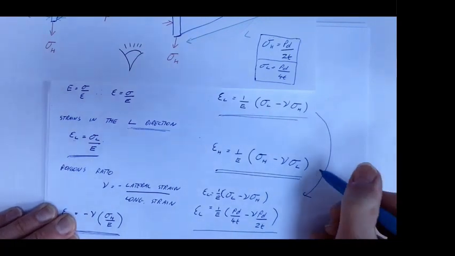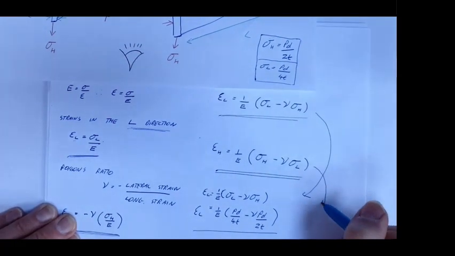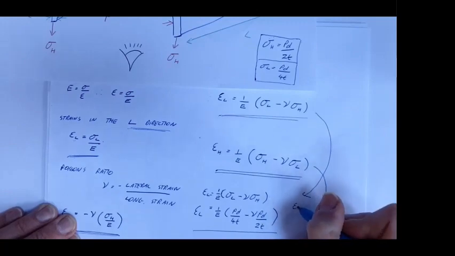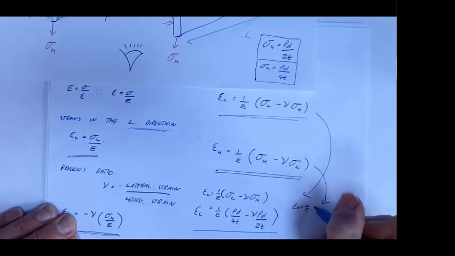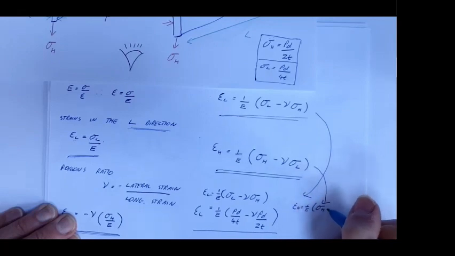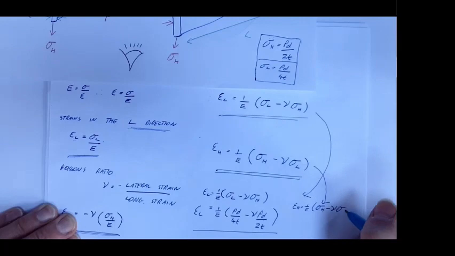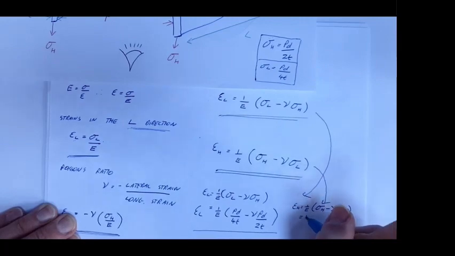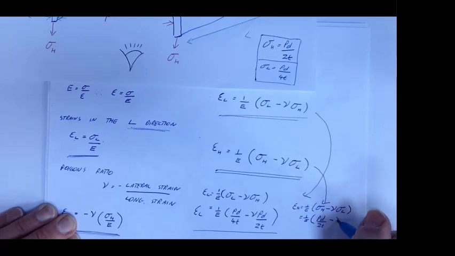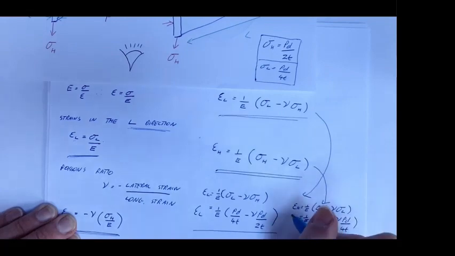And in the same way, for my hoop strain, my hoop strain equals 1 over E of my hoop stress minus Poisson's ratio times my longitudinal stress, which is simply going to be 1 over E times the hoop stress, which is PD over 2T, minus Poisson's ratio times longitudinal stress, PD over 4T. Okay, that's going to be the hoop strain.